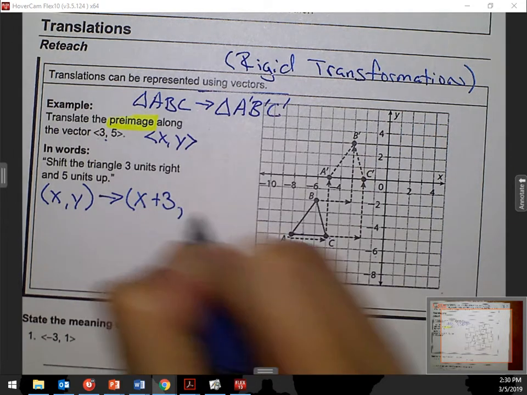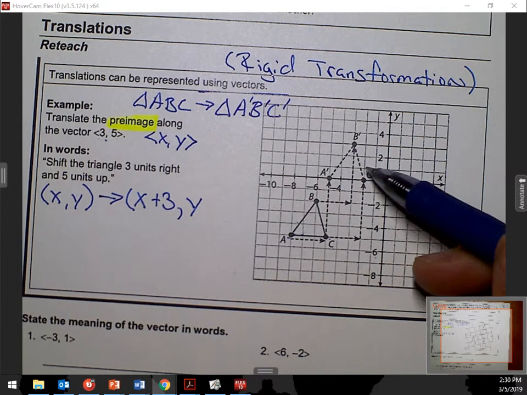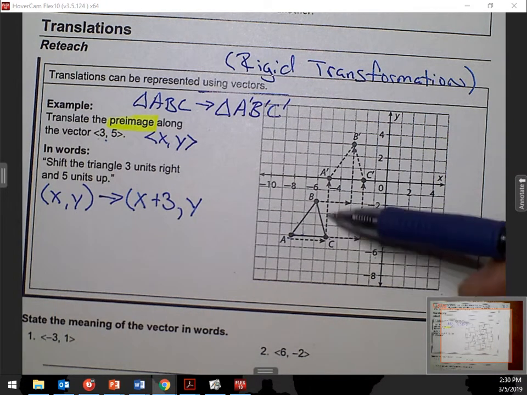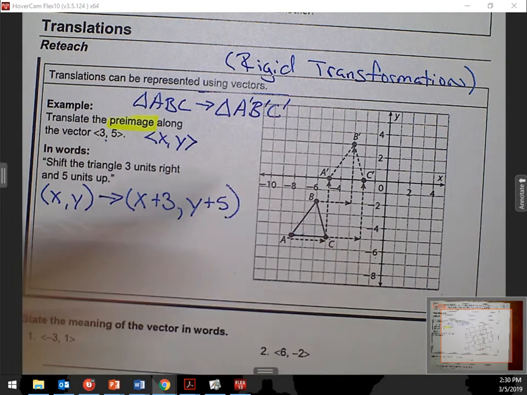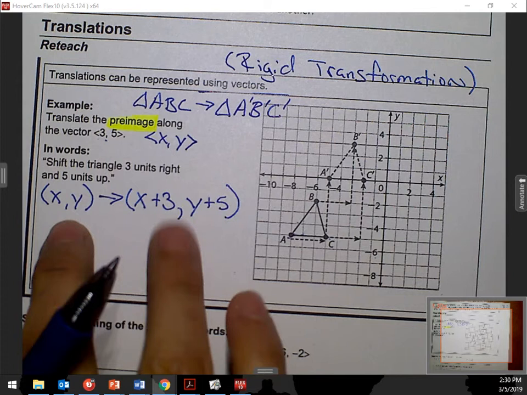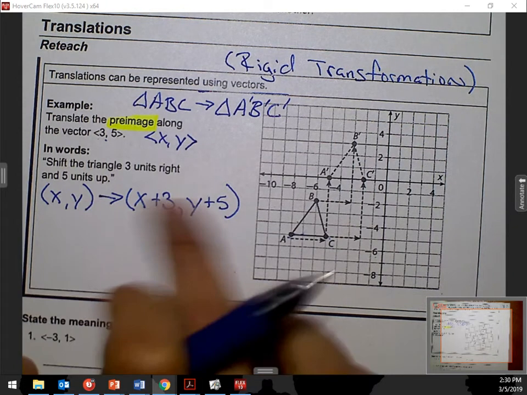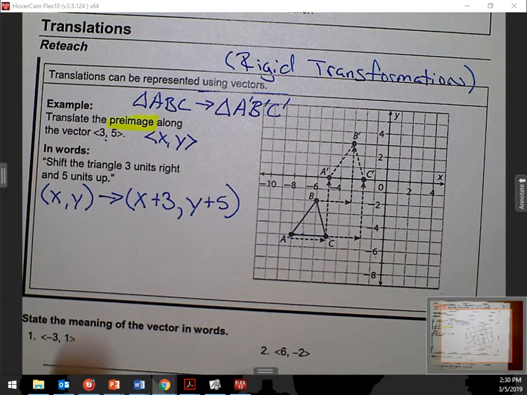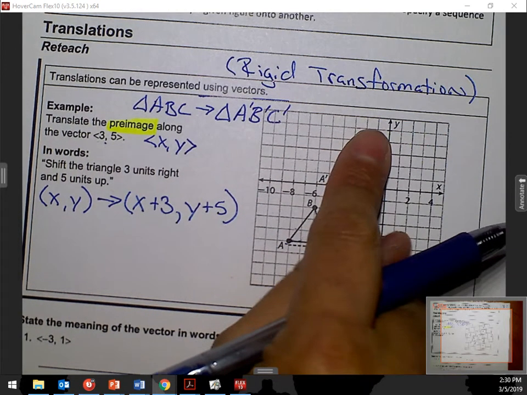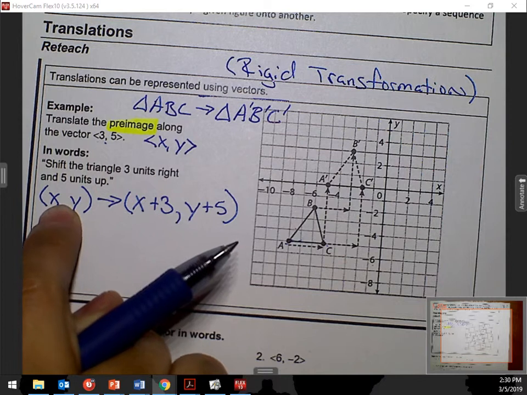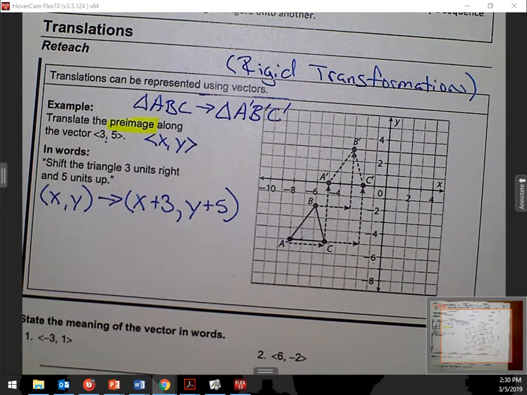Now, what am I doing to the y value? So it's going to be y, and it's going up. It's going up how much? So I'm going to put y plus 5. So this is another way of writing my notation, because this gives me point by point, where the vector just tells me the direction of everything, so I take the whole thing and move it that way. This says, hey, this coordinate here, I'm going to move it there. Okay, so let's do the math on this now.